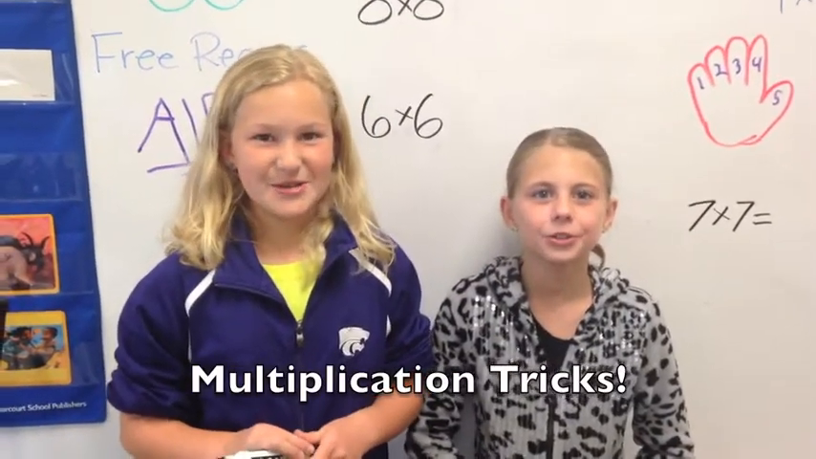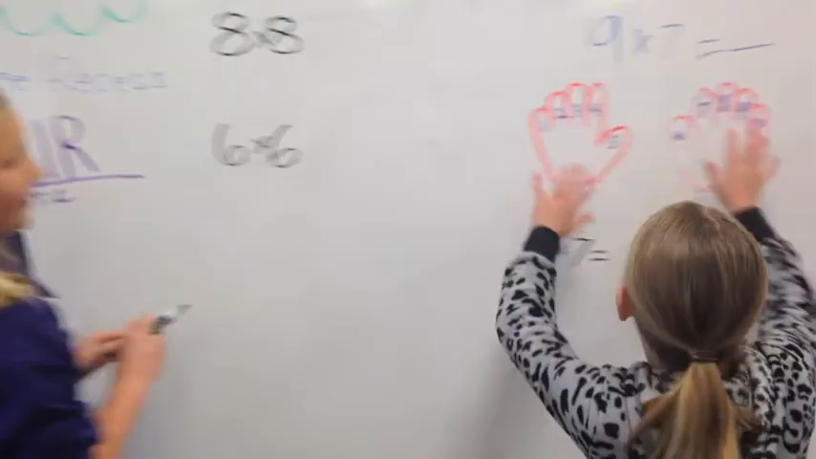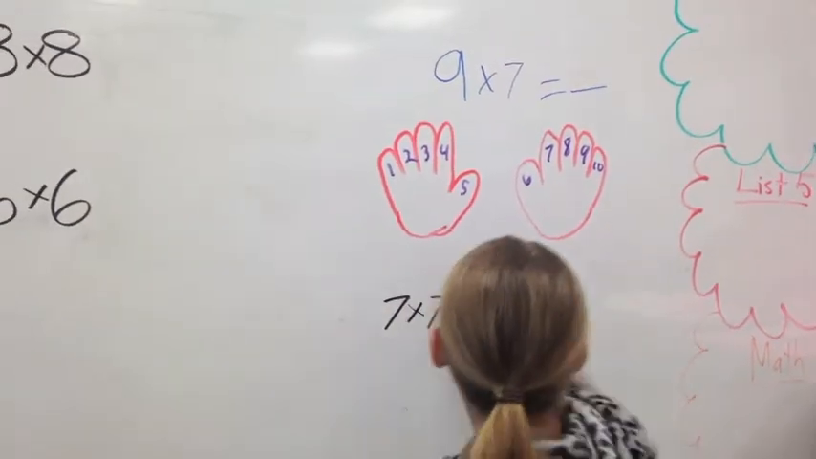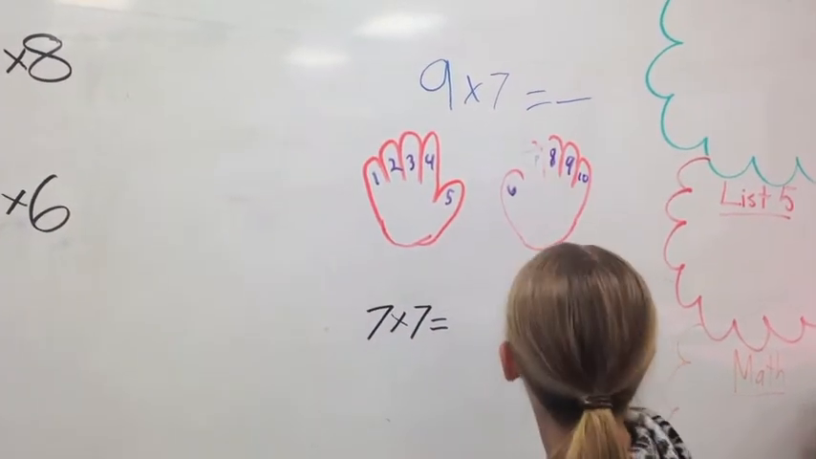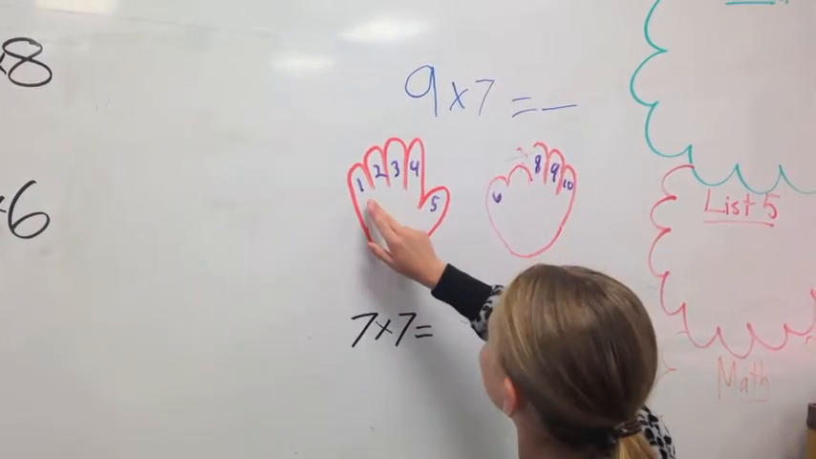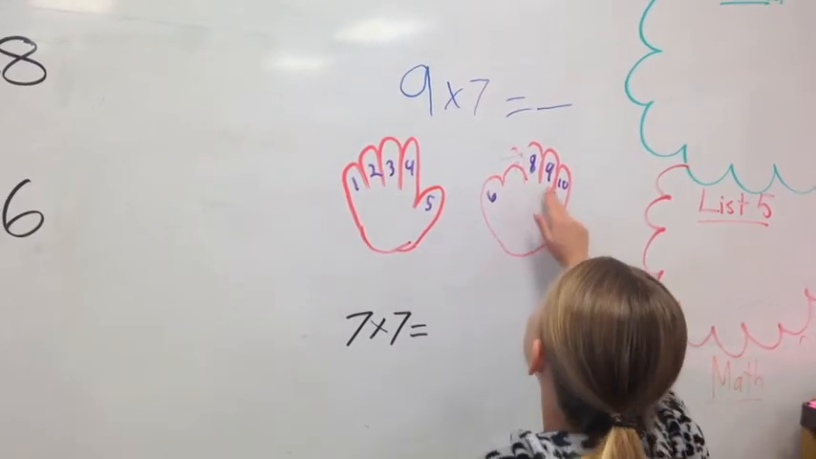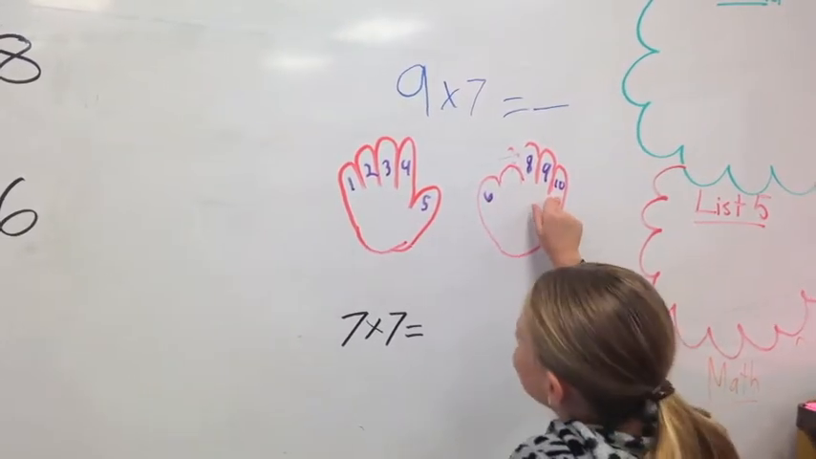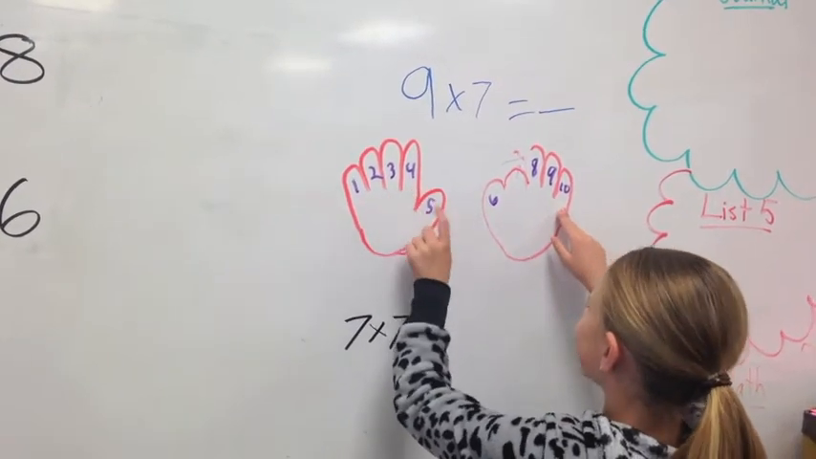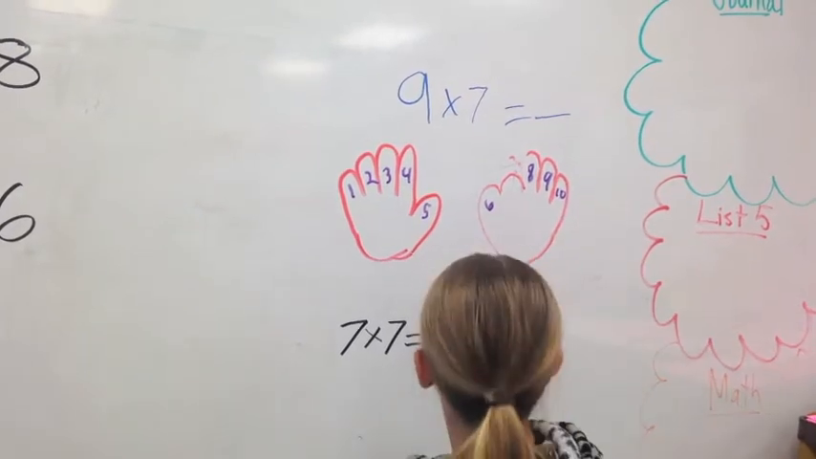We're going to show you some multiplication tricks. Like 9 times 7, you would just take off the 7 and then you would go 1, 2, 3, 4, 5. Wait, no, wait. 1, 2, 3. So then it would be 1, 2, 3, 1, 2, 3, 4, 5, 6. So it would be 63.